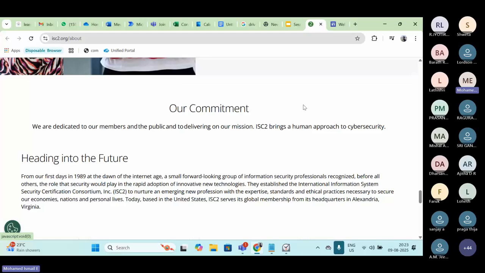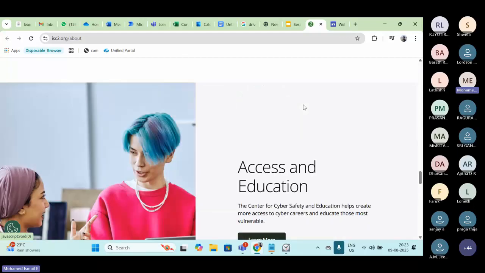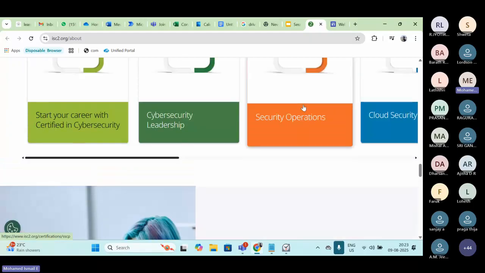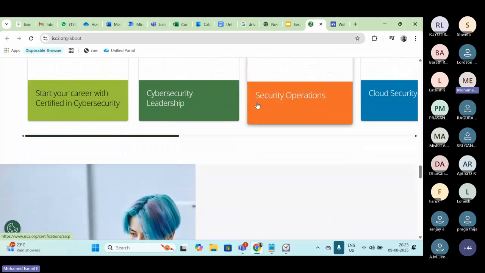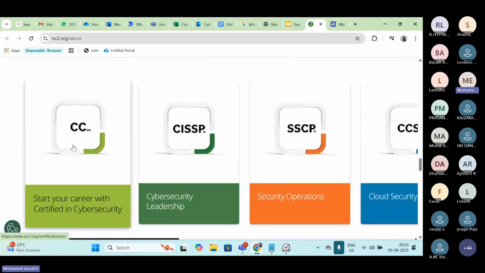That is how ISC² is supporting the community to create cybersecurity awareness and cybersecurity leadership. They are offering multiple certifications. We start with Certified in Cybersecurity, as this is the certification given free of cost for everyone to attempt first.